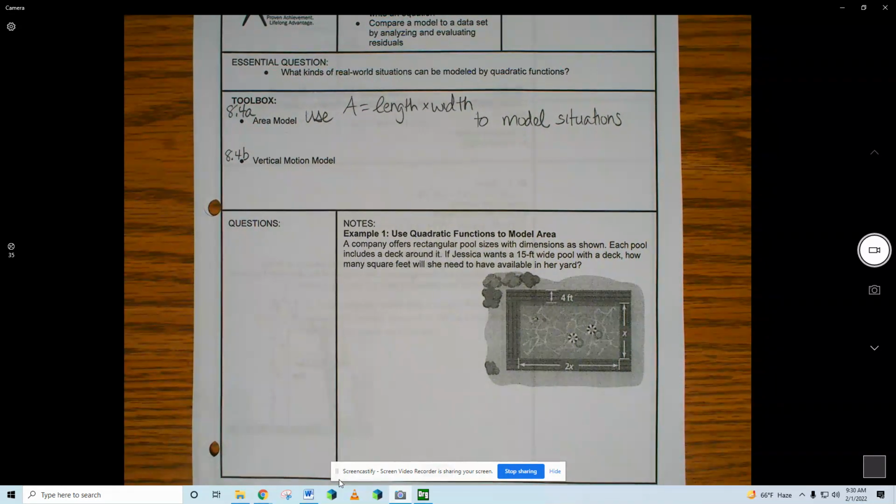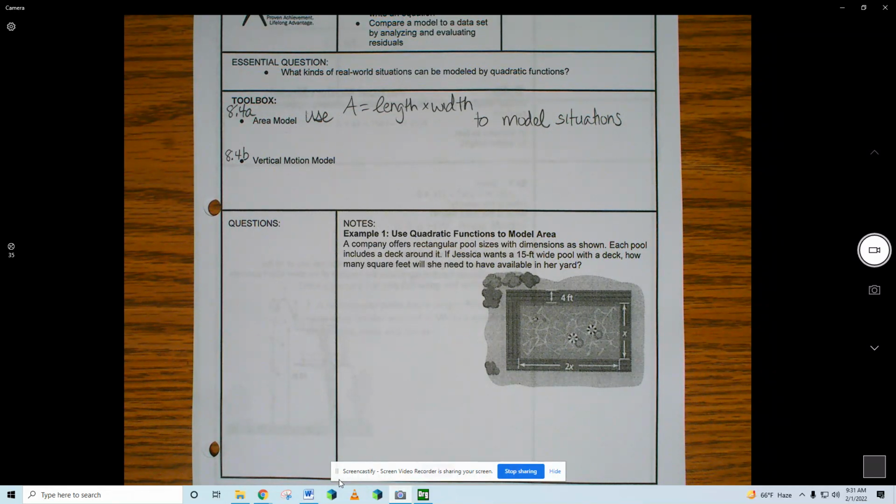So we already read number 1 to ourselves. There are different size edges, okay? You might be limited in your backyard. Maybe you have to back up the pool up against a wall or a corner so you don't have as much space as we want. It's not going to all be the same. So a company offers rectangular pool sizes with dimensions. Each pool includes a deck around it. You can do a wood deck or you can do concrete.